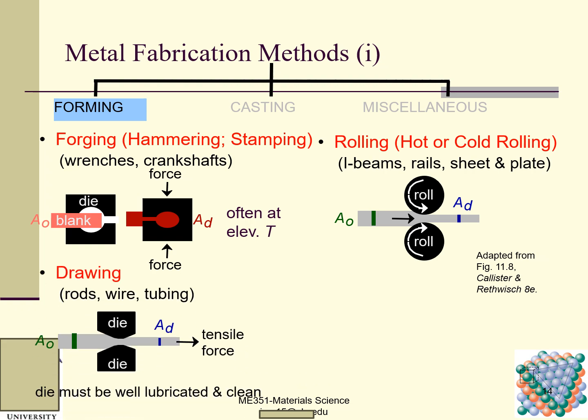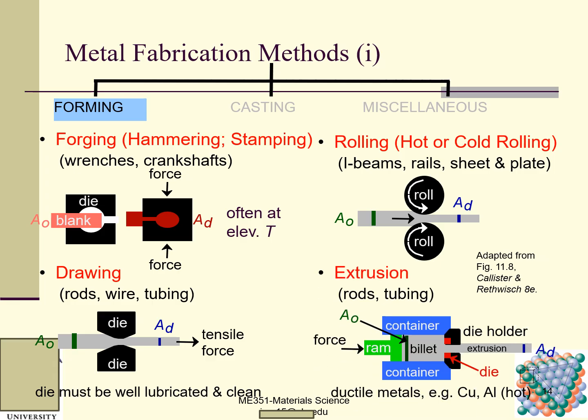Drawing is also very similar to this one. These are the two dies here, and with this material, we apply a very high tensile force to pull the metal through this orifice, and then get the desired cross-sectional area.